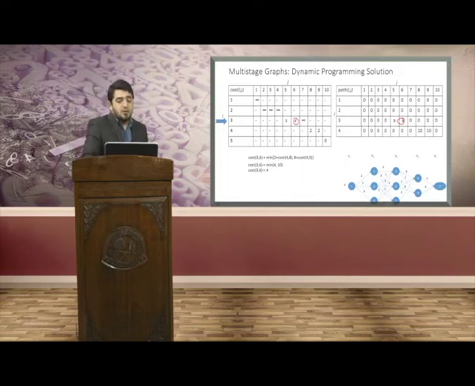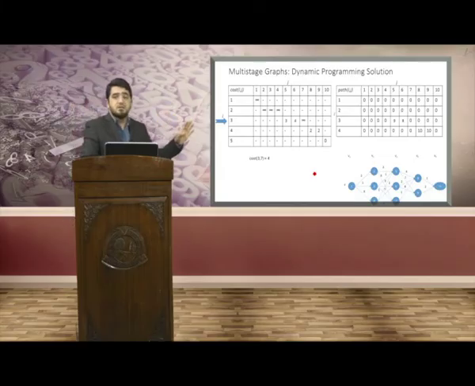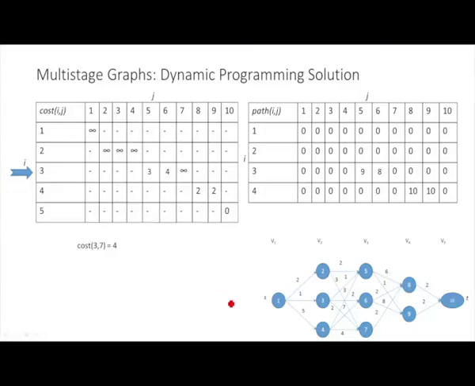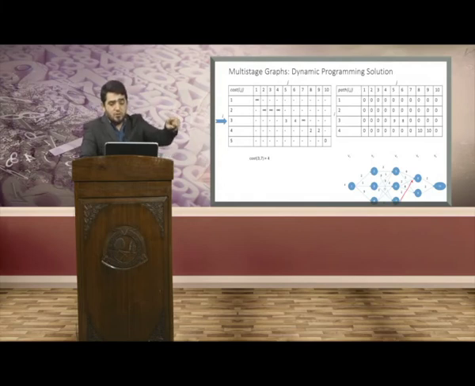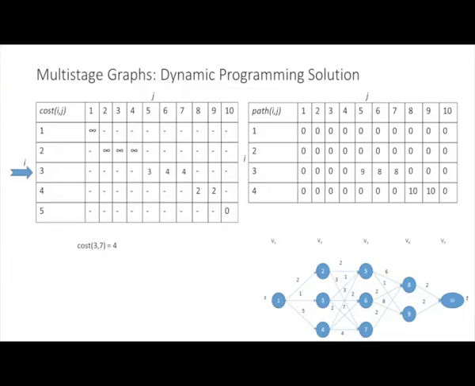Similarly, we will find out that for node number 7 in stage number 3, the lowest cost possible is 4. If you observe, we have only one edge for node number 7 leading to the next stage, from 7 to 8, and the cost of that edge is 2, plus the cost of selecting node number 8 in the next stage, which is also 2, so it adds to 4. We'll also store the node in the path array. Now we are done with stage number 3.